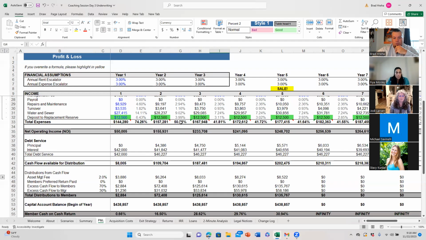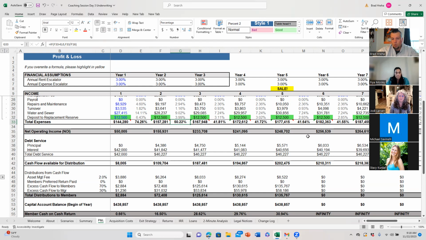You can see in year 2, we start to lower our expenses to about 50%. When you're talking about a property from the 70s, 80s, a 45 to 50% expense ratio is where you want to be. This does get a little low. It's a little concerning. Again, you want to talk to your property management company. Once you get to this point, everything you do is going to be discussed with your property management company.